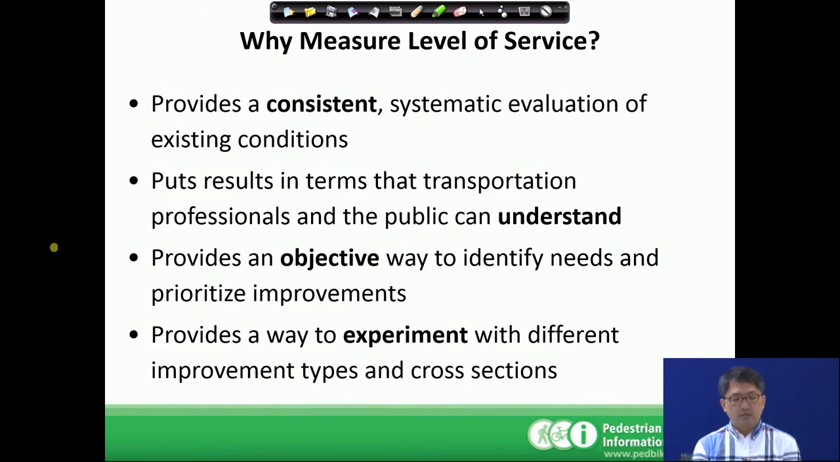So the results are something transportation professionals and the public can easily recognize: oh, that's probably okay. It's also an objective way of identifying the needs and priorities for improvements, because we can identify, out of 40,000 segments of bicycle lanes, which ones need improvements. You don't want to go one by one and assess subjectively. It's better to objectively identify where the level of service is worse than E, and we've got to do something about it.